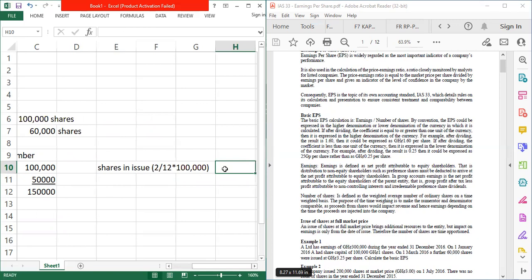16,666.67. Do it to the nearest one. That will give us 16,667. Are we correct? All right. So from March to December, what will be the total number of shares that we are going to have? 150,000. And this will do how many months? 10 months, isn't it?